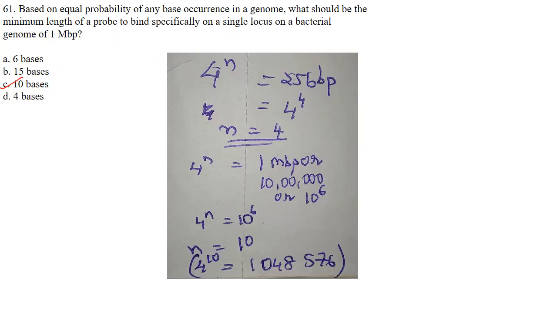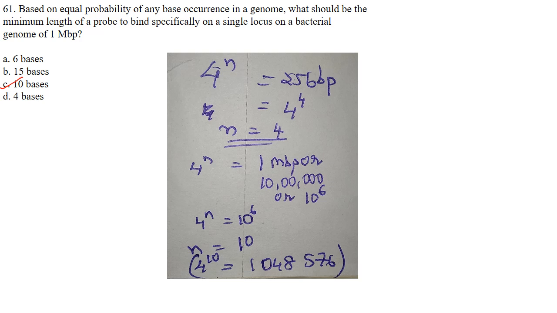Next question. Based on equal probability of any base occurrence in the genome, what should be the minimum length of the probe to bind specifically on a single locus on a bacterial genome of 1 megabase pair? So for each base, the probability is 1/4. The 4 derives from the fact that there are 4 different nucleotides, that is A, T, G or C, that can be inserted at any one position.